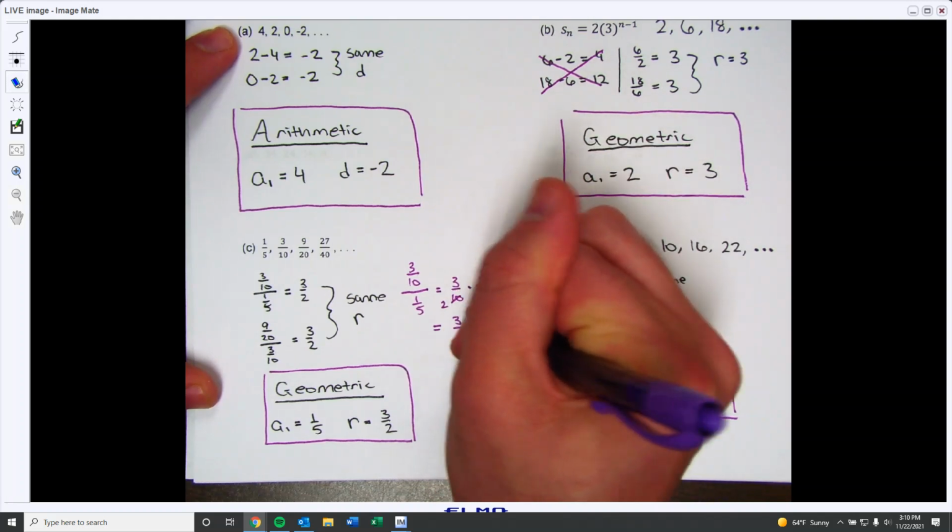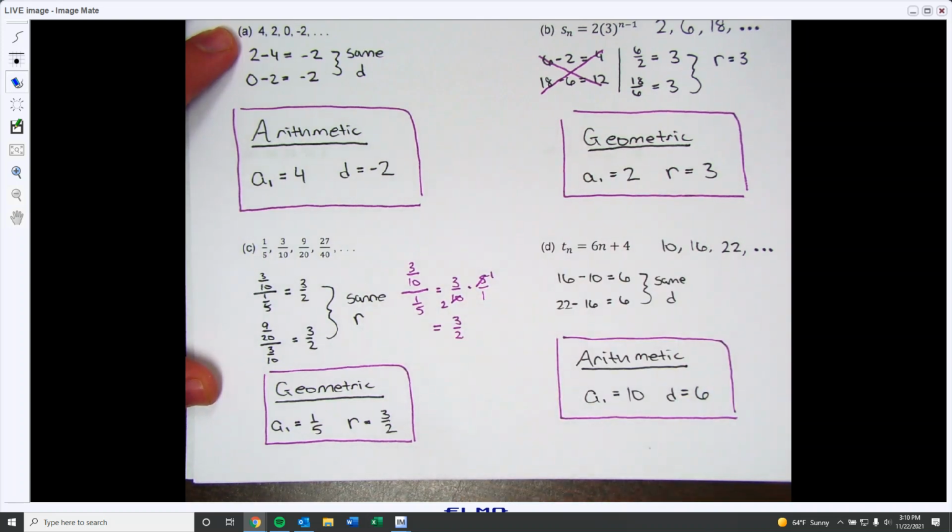So I have 3 over 2. That's just a little side thing if you didn't see how to do it. All right, so now that the little baby math lesson's over, let's continue on to the next page.